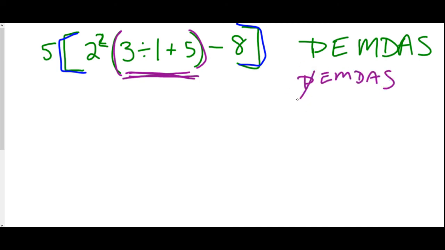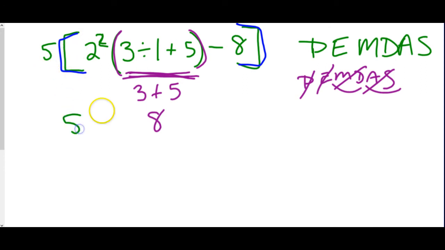Inside the purple parentheses, there's no more parentheses inside them. There's no exponents inside the purple parentheses. We do have a divide sign. 3 divided by 1 would be 3. And we do have an add sign. 3 plus 5 is 8. So now we bring everything else down. We still have the 5, we still have the bracket, we still have 2 squared, and I am going to leave the parenthesis here so we know that it's 2 squared times 8.